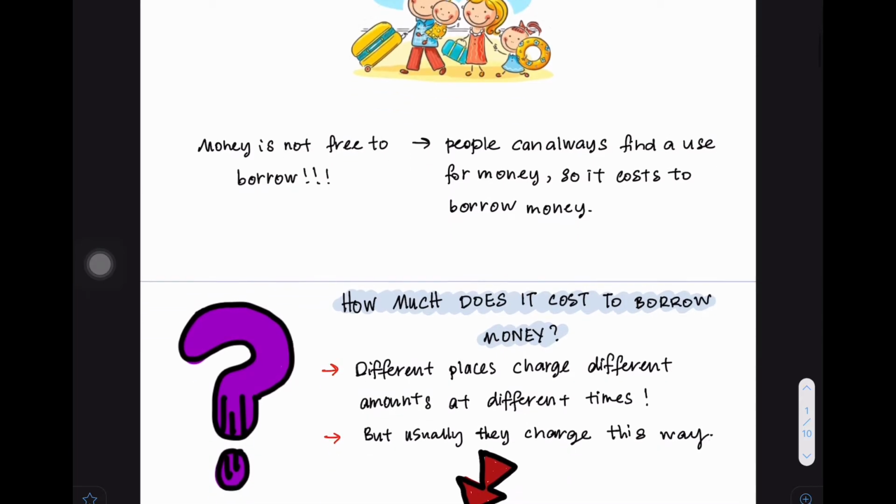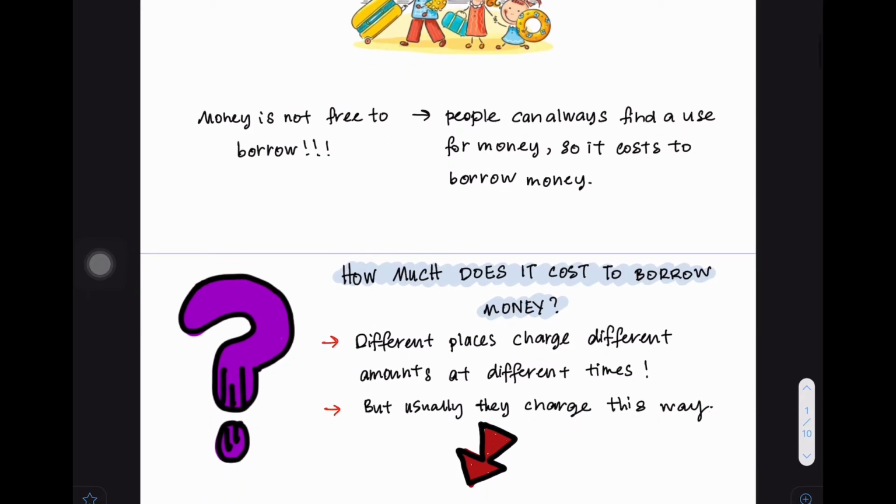Okay, so the persoalan dia, how much does it cost to borrow money? Maksudnya kalau awak nak pinjam duit, berapa banyak yang awak kena bayar untuk pinjam duit? Okay, it depends on the places, because different places charge different amounts. Contohnya kalau awak buat pinjaman dekat bank, setiap bank akan charge awak amount yang berbeza-beza.